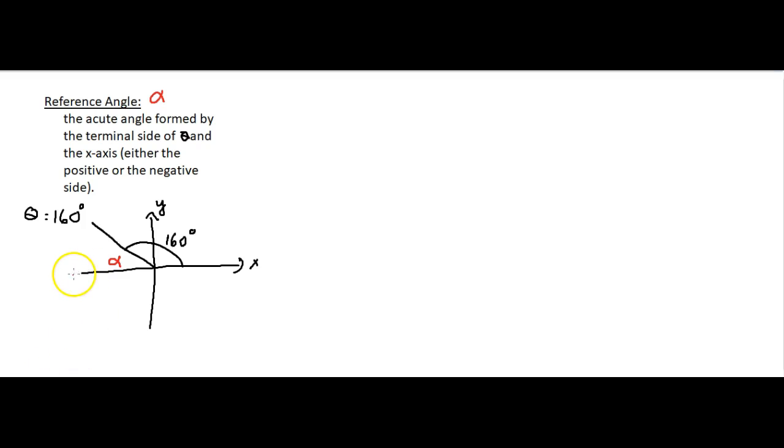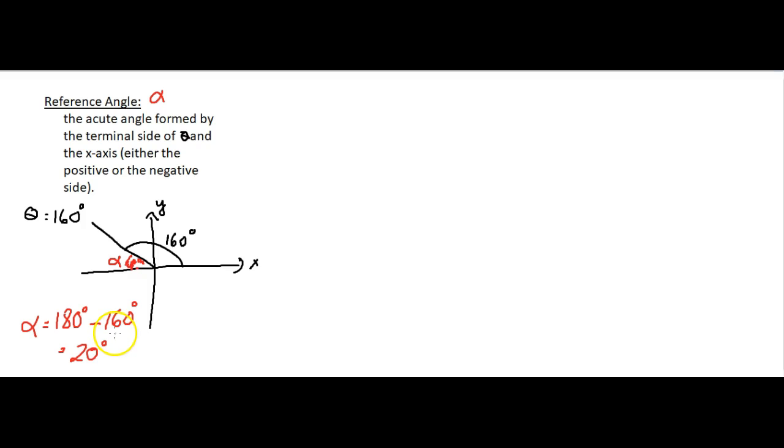And so we need to figure out, well, how much is alpha? And you can probably see by this diagram that it would be the rest of that angle until we get to 180 degrees. So alpha is equal to 180 degrees minus 160 degrees, which is equal to 20 degrees. So 20 degrees is the reference angle for 160 degrees.